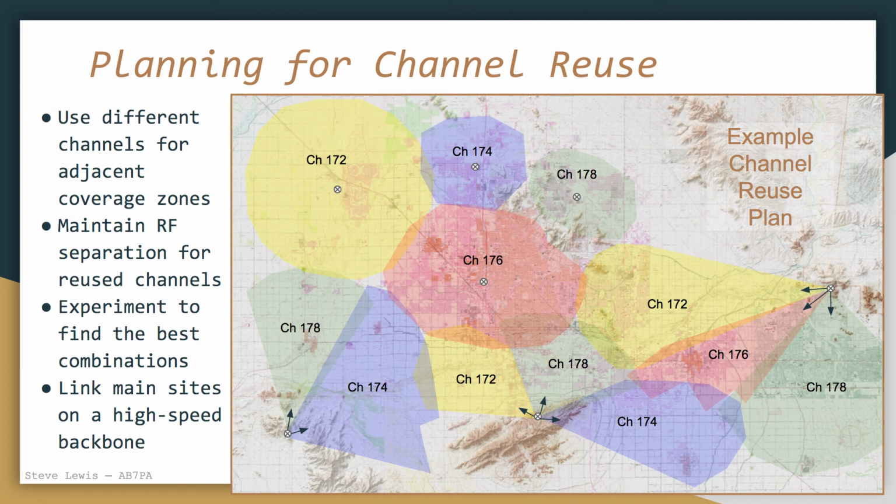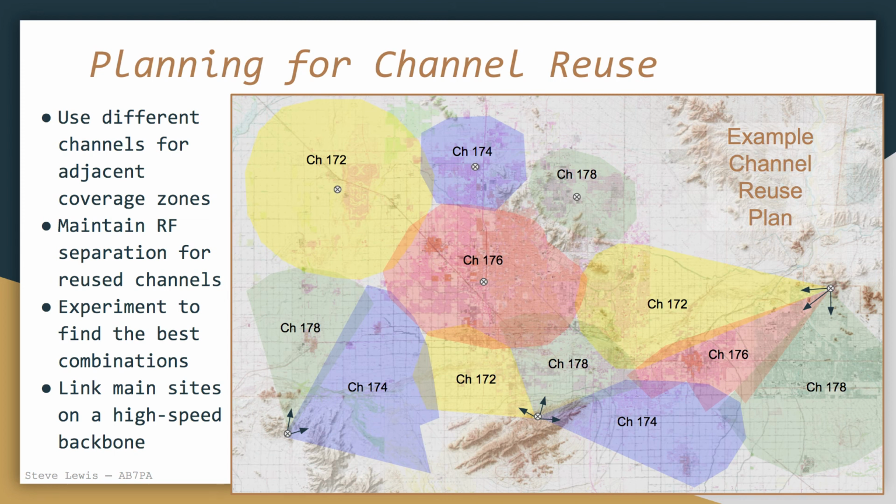This example coverage map shows that 4 different channels have been reused in the area to achieve broad coverage by segmenting specific areas into zones to reduce co-channel contention. Try to ensure that there is adequate RF separation between the zones that are reusing a particular channel.